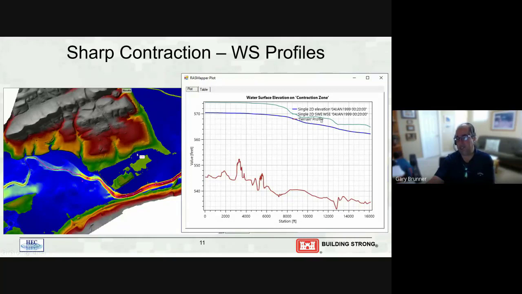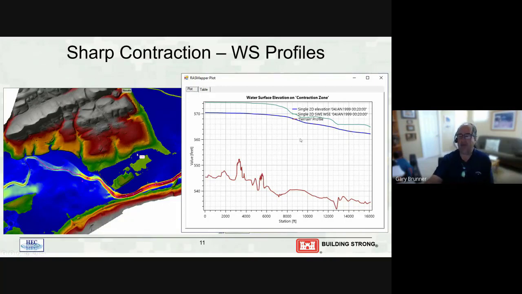And even through the contraction and then through the expansion, the shallow water equations are higher because the velocities are slower due to the forces of the contraction and expansion. So here's a location that I could get a 4-foot difference just because I used diffusion wave. I'd be 4 feet too low, okay?